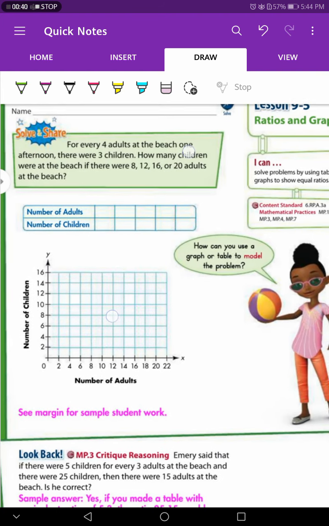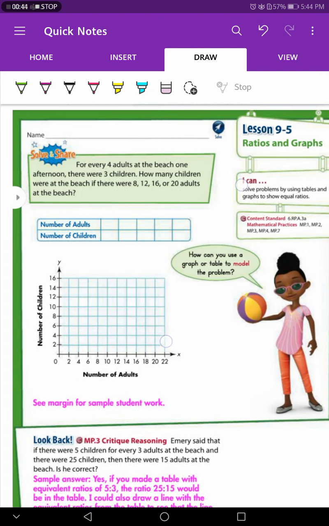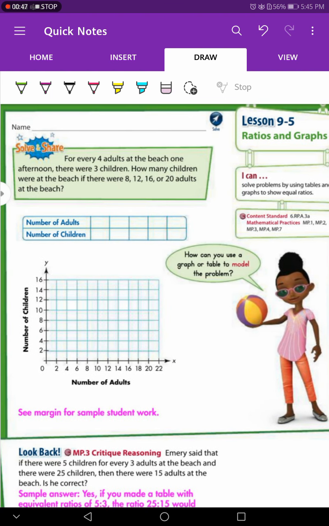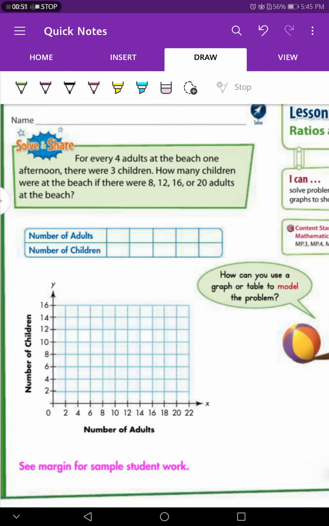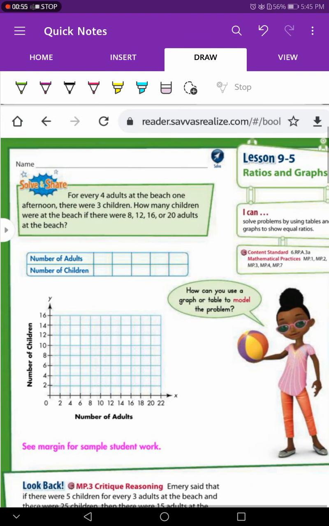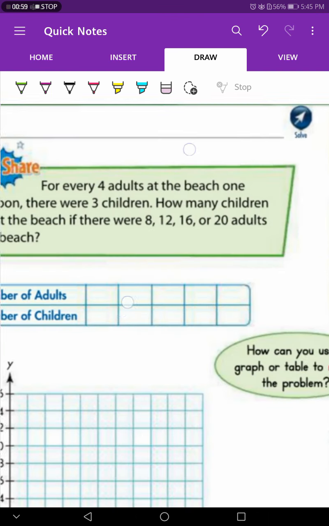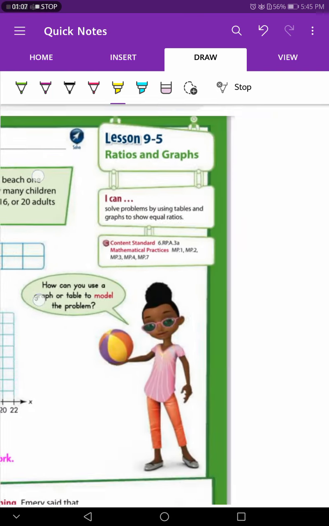And this lesson teaches us how to use a graph, and how we can represent the ratios by the graph. Okay, we have one ratio here. You know it. It is 4 adults to 3 children. Okay, we can write it here.